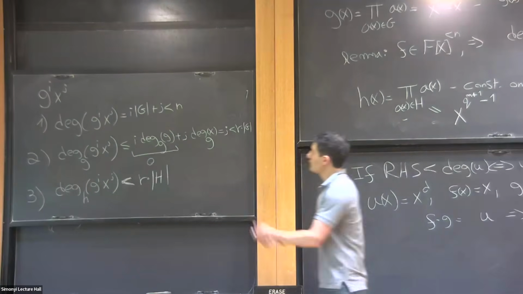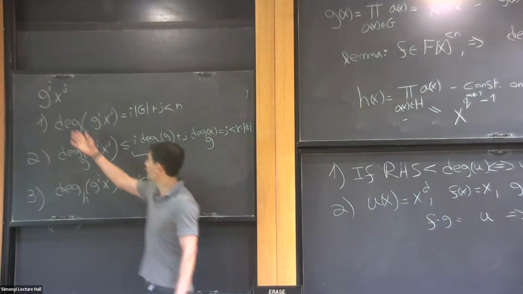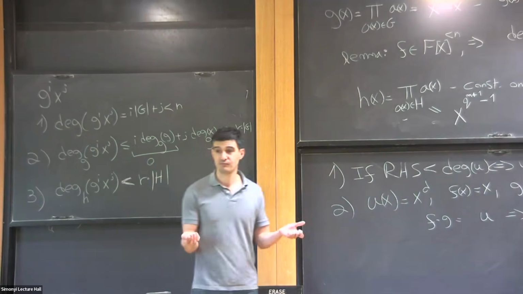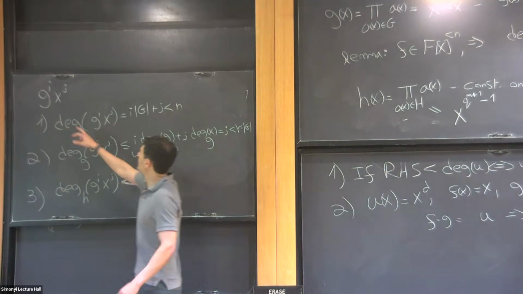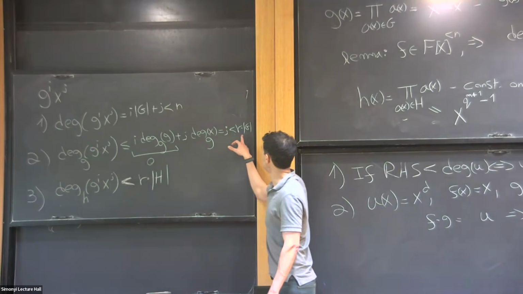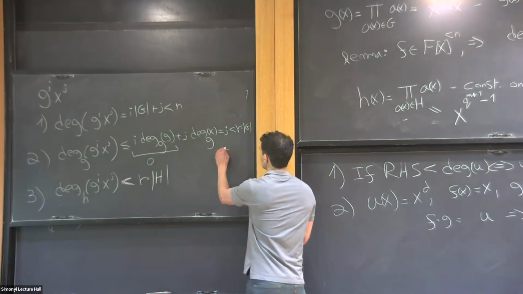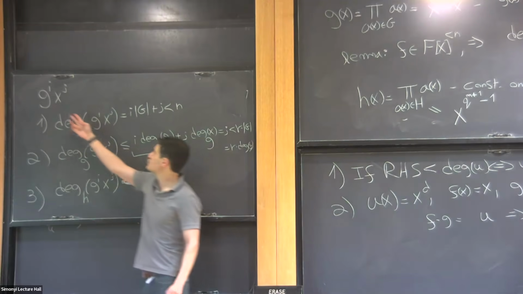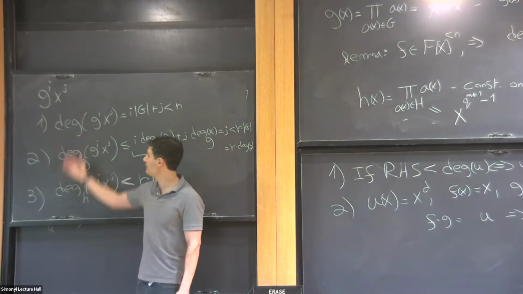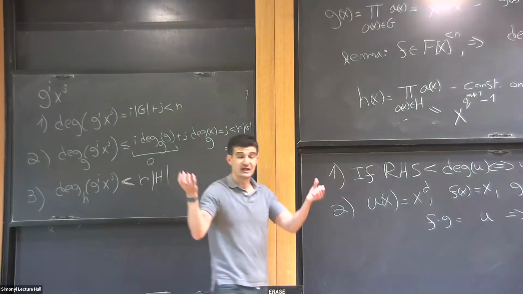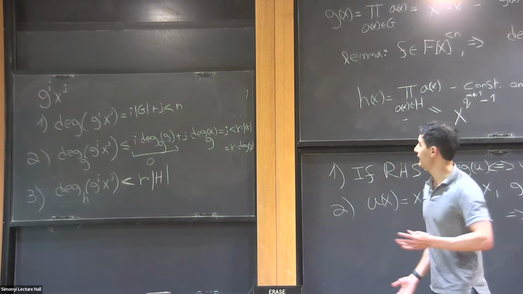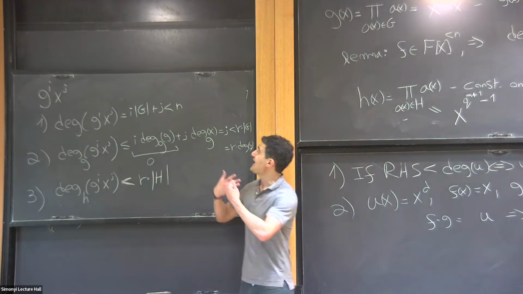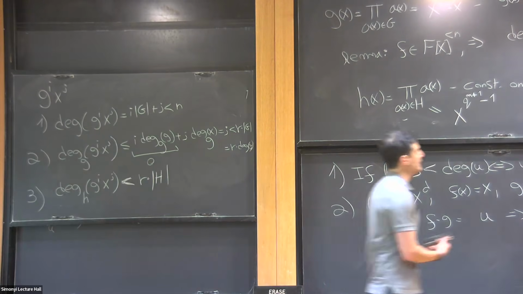Okay, so if I take two distinct polynomials of this form that satisfy these three constraints, they have distinct degrees. Why? Because j is strictly less than r times the size of g, which equals r times the degree of little g. So for any two pairs i and j that satisfy this, we get two polynomials of distinct degrees. So therefore they are linearly independent.